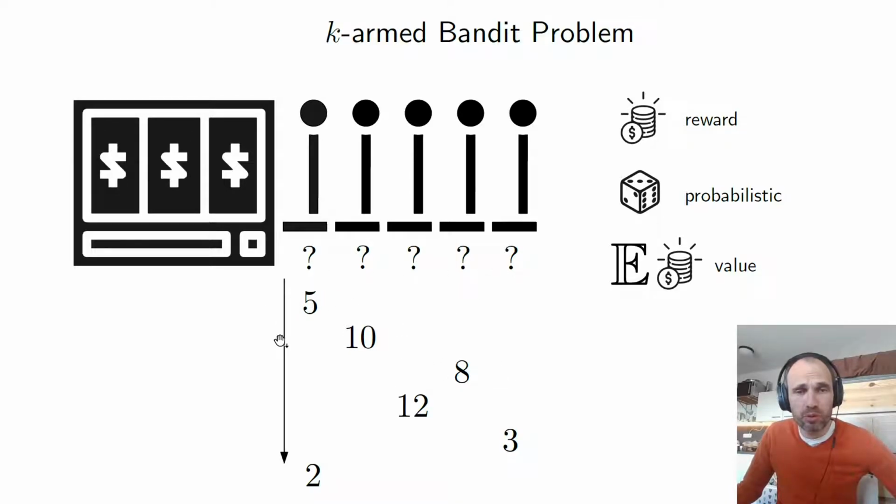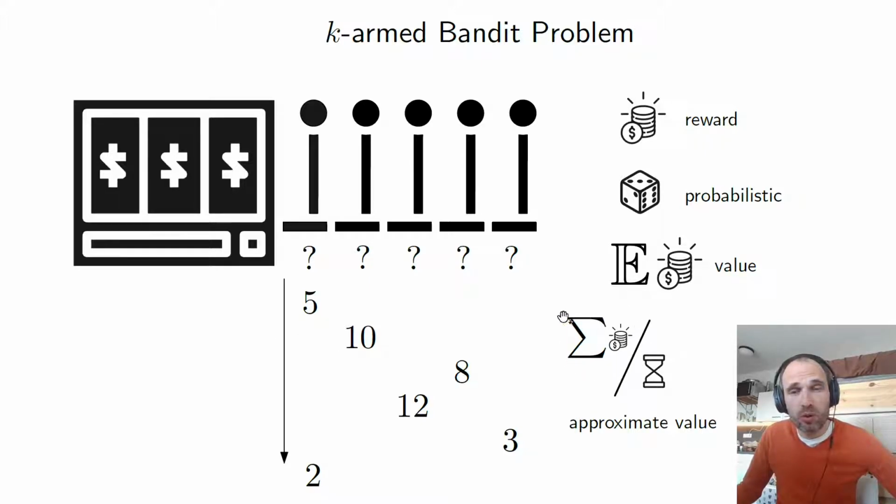Here we don't know the average rewards. We can only guess them. And the way to guess them is we look at all the rewards we got so far for an arm and then divide it by the number of times that we looked at this. So here, for instance, for arm 1, we pulled it twice. We got the reward 5 and 2. So the approximate value would be 3.5. And we know by some laws of probabilities that this approximate value will converge towards the actual value.